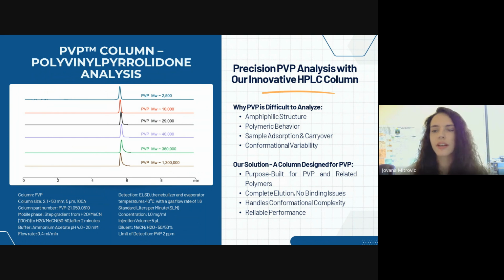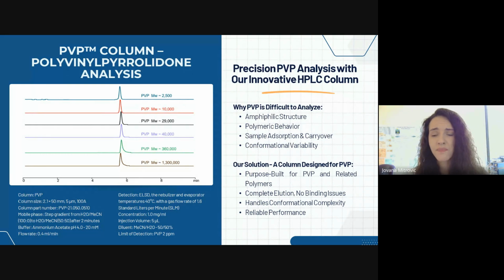Next, let's look at PVP, a synthetic polymer widely used in the pharmaceutical and cosmetics industry. PVP is incredibly difficult to analyze using standard chromatography because of its amphiphilic nature, polymeric structure, and tendency to stick to column surfaces. It can show very strong adsorption and conformational variability, and even carry over from run to run, which leads to inconsistent peak shapes and unreliable quantification.